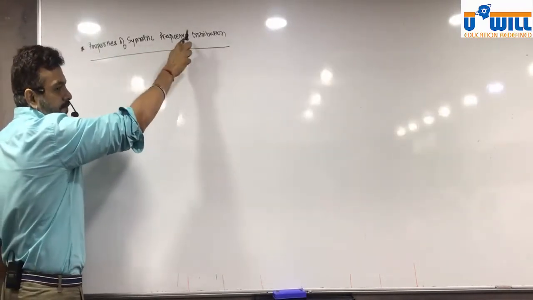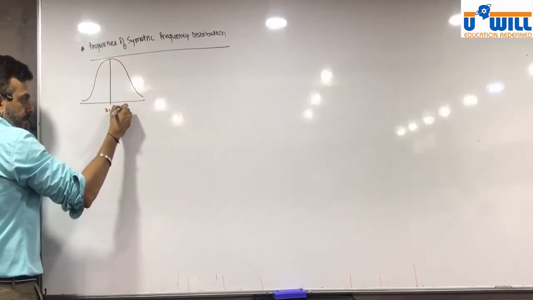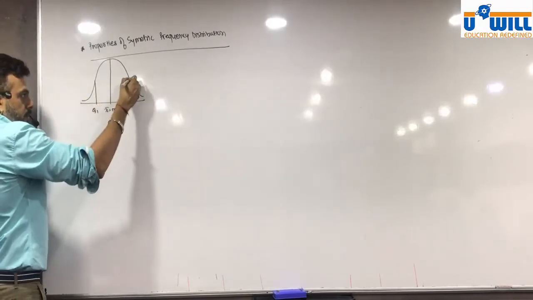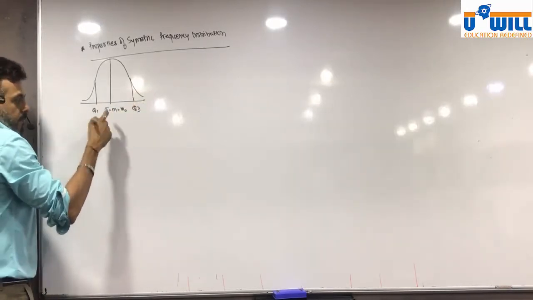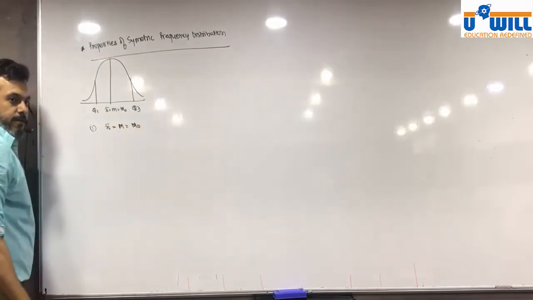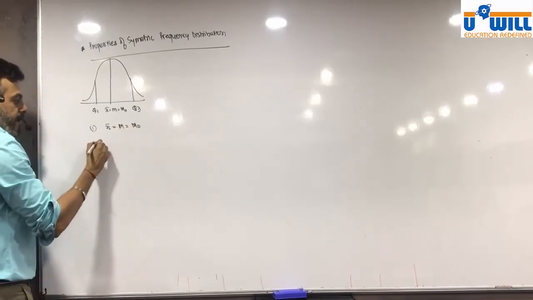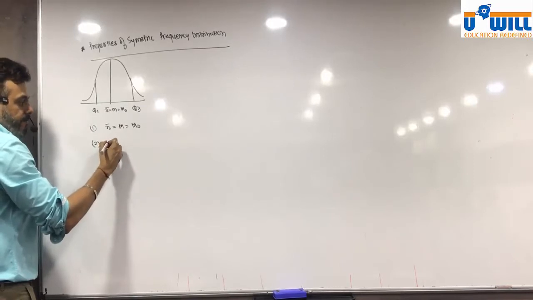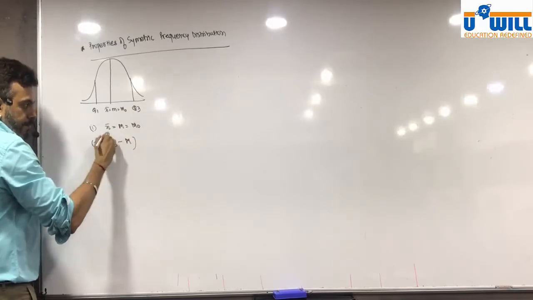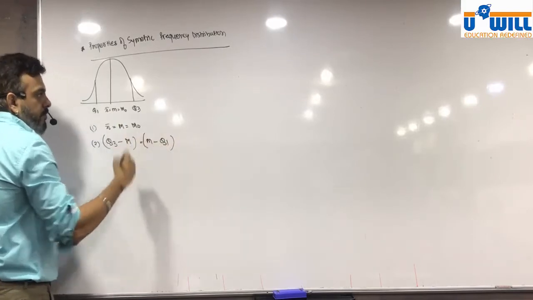Properties of symmetric frequency distribution. Now I'll make a small graph over here. X bar is equal to m is equal to z or mode, m, q1 and q3. First property is x bar is equal to m is equal to z or mode. So mean is equal to median is equal to mode. Second, pay attention please. Q3 minus m. Q3 minus M is equal to M minus Q1.